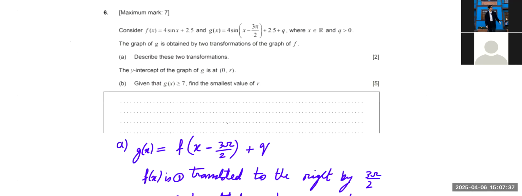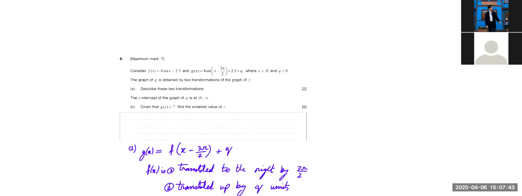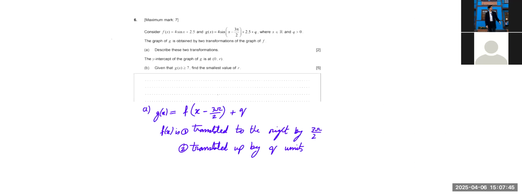Now, it says that the y-intercept of G is 0, r. Y-intercept of G is 0, r. And given that g of x is always more than or equal to 7, can you find out the smallest value of r? Okay, so there's two pieces of very interesting information given to us.